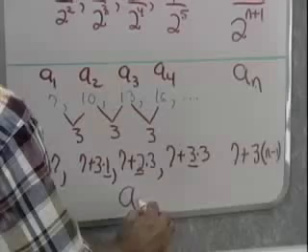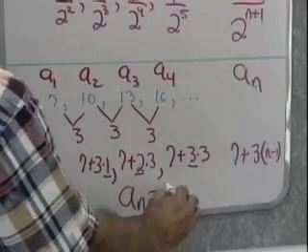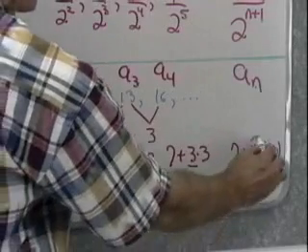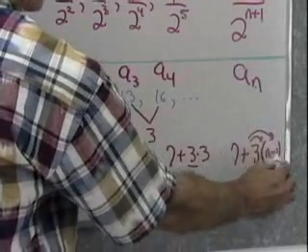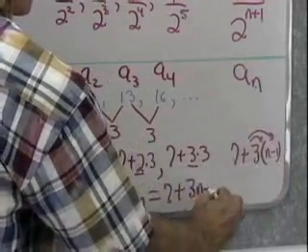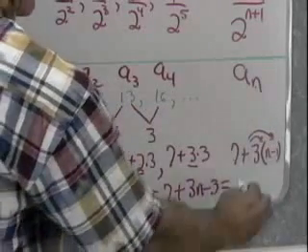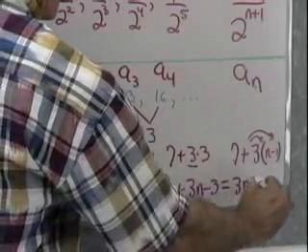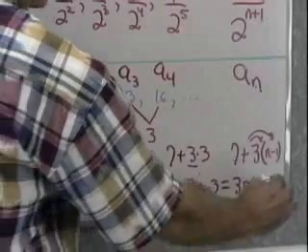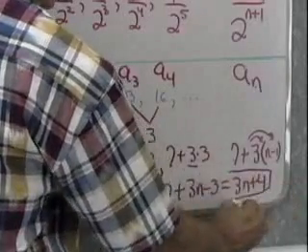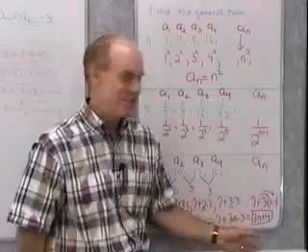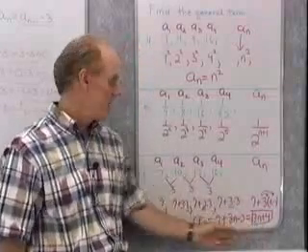So a sub n, the nth term, is going to be 7 plus, I'll multiply this out, 3n minus 3, and that looks like 3n plus 7 minus 3 is 4. 3n plus 4. Now, let's just see, does that make sense? A sub n equals 3n plus 4.